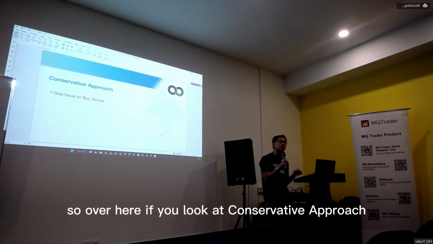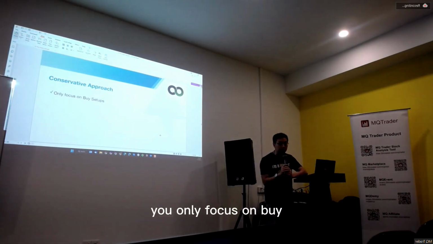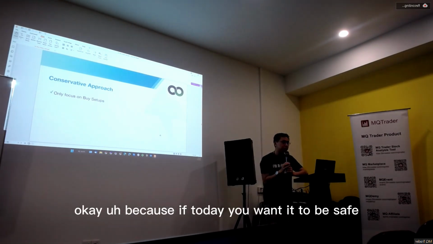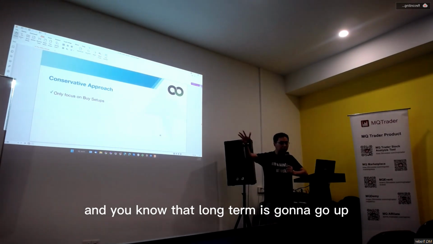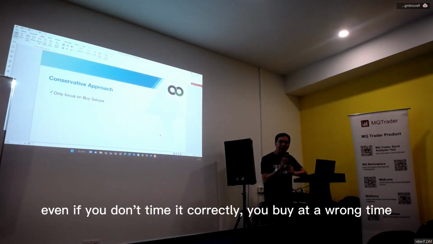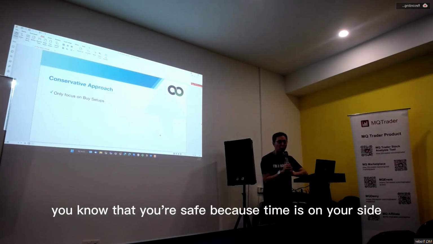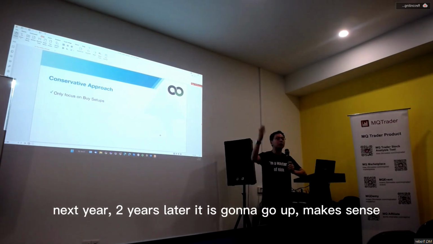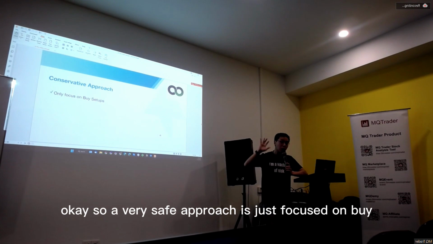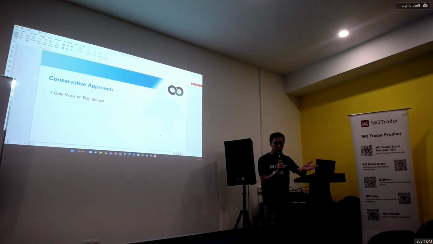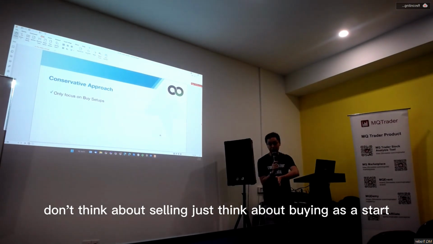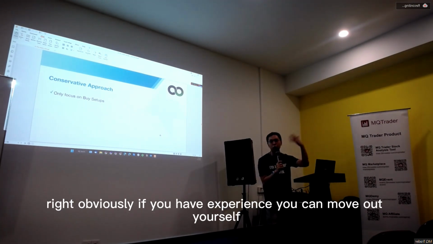So over here, if you look at a conservative approach, you only focus on buy. Because today you want to be safe. You know that long term it's going to go up, even if you don't time it correctly. If you buy at the wrong time, you know that you are safe because time is on your side. Next year, 2 years later, it's going to go up. Make sense? So a very safe approach is to just focus on buy. The direction is clear. Don't think about selling, just think about buying as a start, right?